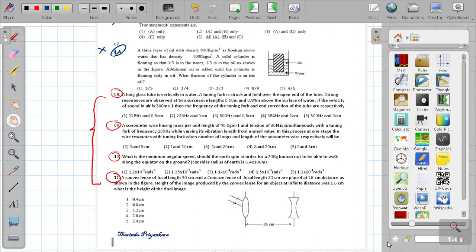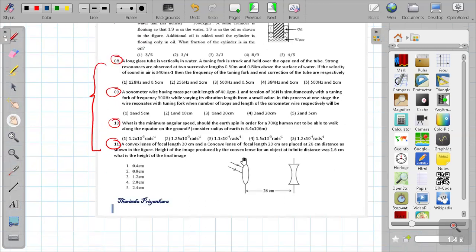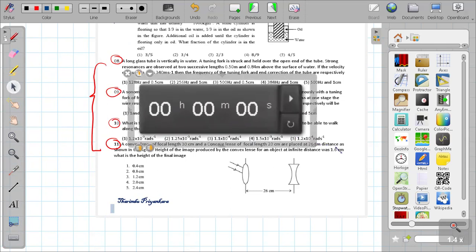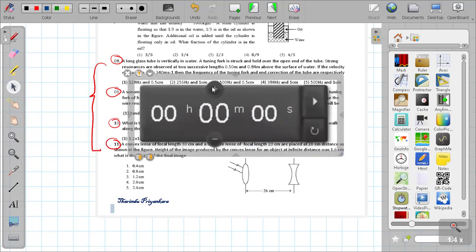I'll have a time map. So shall we start the discussion? No, not discussion. Shall I just give you a timer? Again not that much. Yeah, 10 minutes now. Your timer starts.